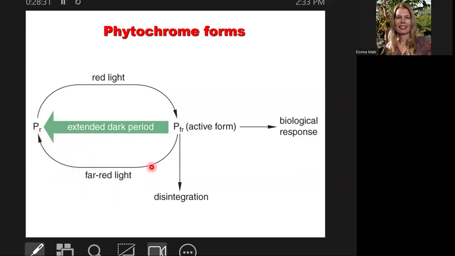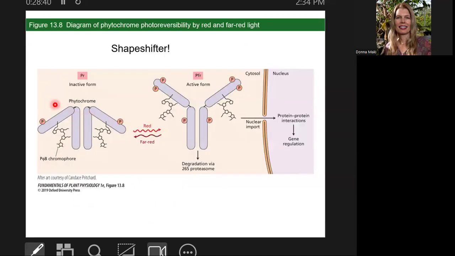The P sub R form means the plant must have absorbed a lot of far red light. It must be getting exposed to that, and so it has a lot of P sub R in it. So let's look at that. The P sub R here looks like the letter M. Here's that little non-protein chromophore that they're showing. So it's in this shape when it's absorbed far red light, and now we call it the P sub R form.